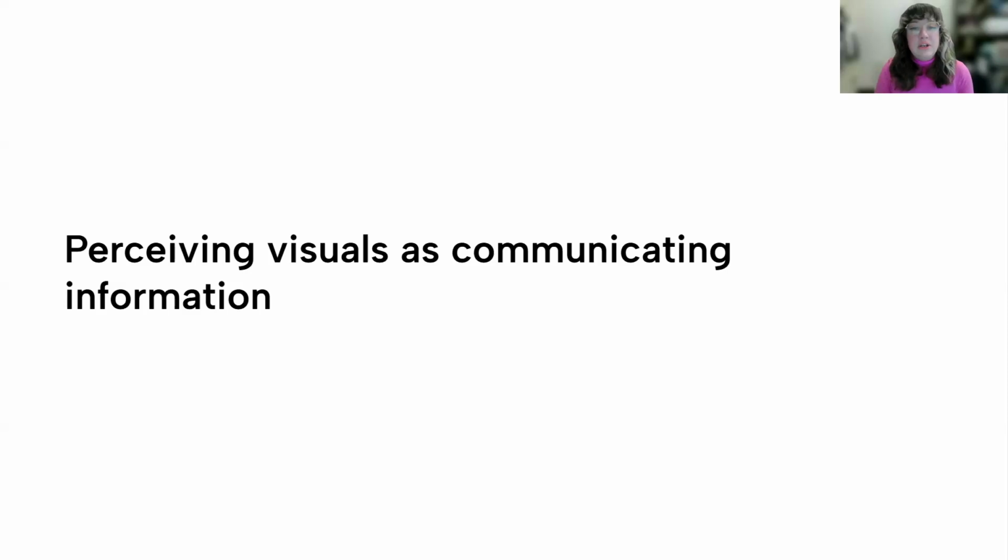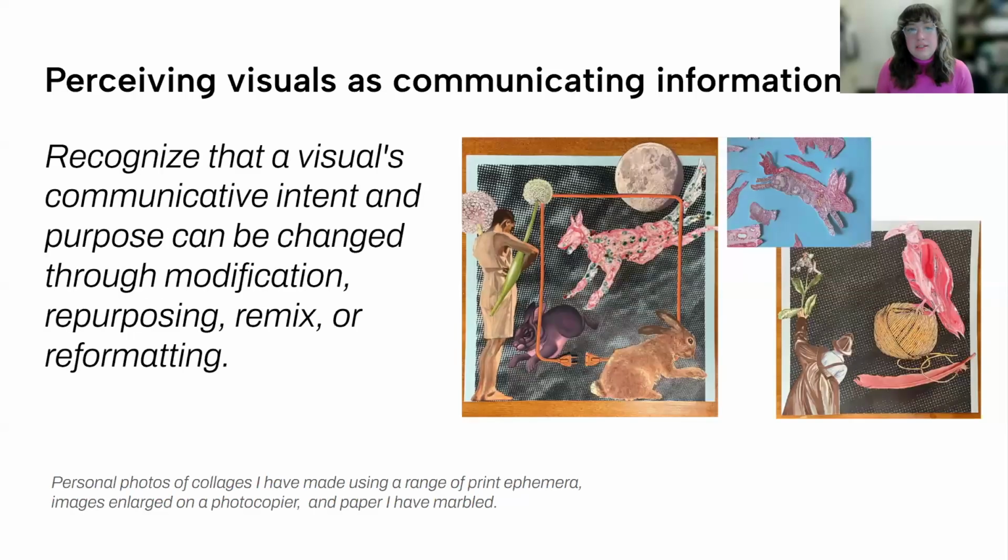To perceive visuals as communicating information, learners can engage with the expressive and interpretive aspects of visuals, focusing on message, design, and impact on audience. So one of my favorite dispositions within this theme is visual literacy: learners recognize that a visual's communicative intent and purpose can be changed through modification, repurposing, remix, or reformatting. In other words, a visual's meaning is not fixed. It evolves based on how it is modified or used in different contexts, right?